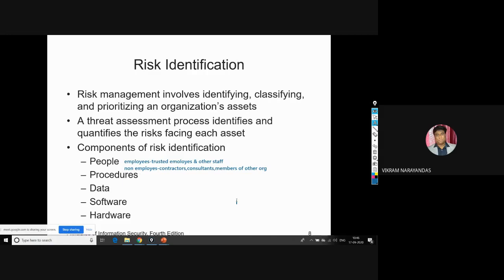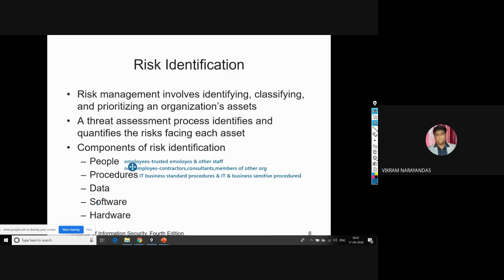Then coming to the procedures. There are two types of procedures generally. One is IT and business standard procedures, and we also have IT and business sensitive procedures. The IT and business sensitive procedures, for example, would be theft of your documentation.